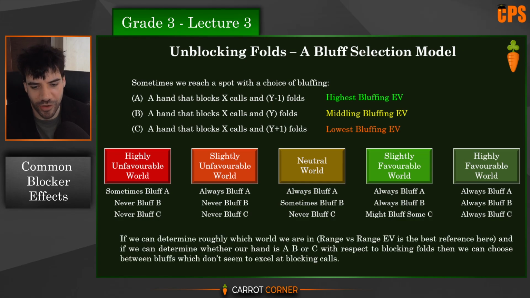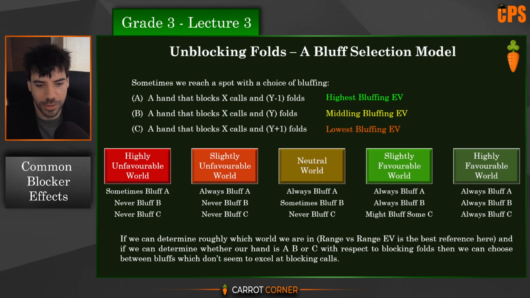If we can determine roughly which world we're in, range versus range, and in your solver, you can always look at range versus range EV, which is a very good guide. If you see, for example, that the out of position player is entitled to 68% of the pot in the solver, it will mean that that player is in a highly favourable world and will want to bluff every single combo regardless of X factor and Y factor, regardless of all removal properties.